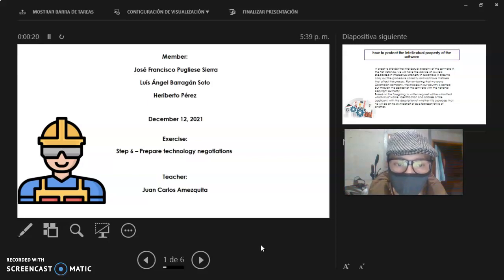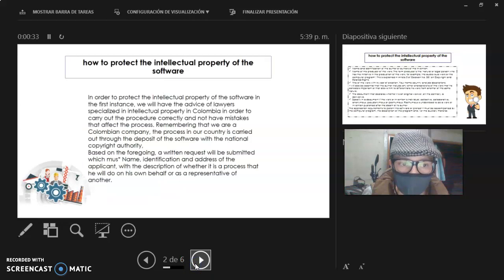December 12, 2021, exercise step 6, prepare negotiations, teacher Juan Carlos Amezquita. How to protect the intellectual property of the software.